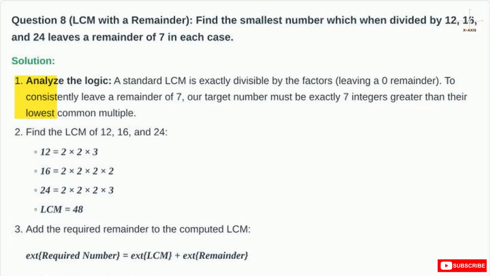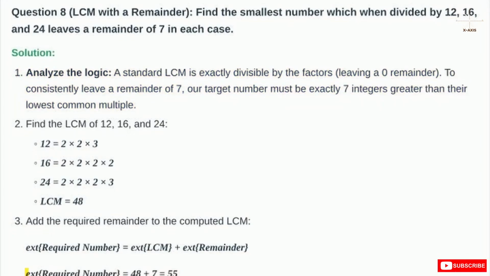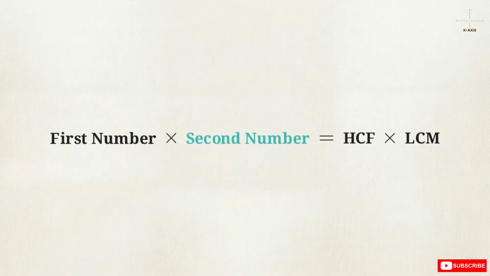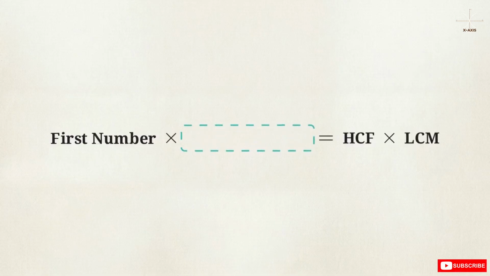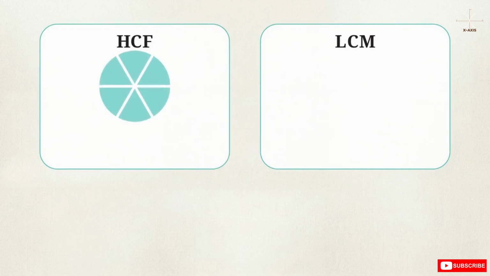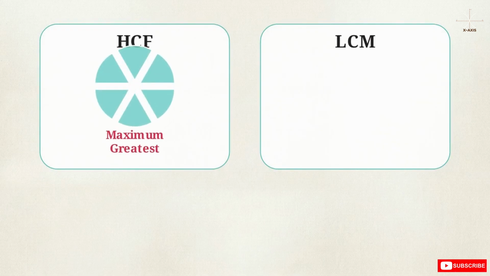Since a standard LCM leaves a 0 remainder, our target must be 7 integers greater. We calculate the LCM of 12, 16, and 24 as 48, then add 7 to reach 55. These formulas are flexible. They allow us to reverse engineer equations and find any missing piece of data in a given system. Let's summarize. We use HCF when slicing resources into their maximum equal sizes.